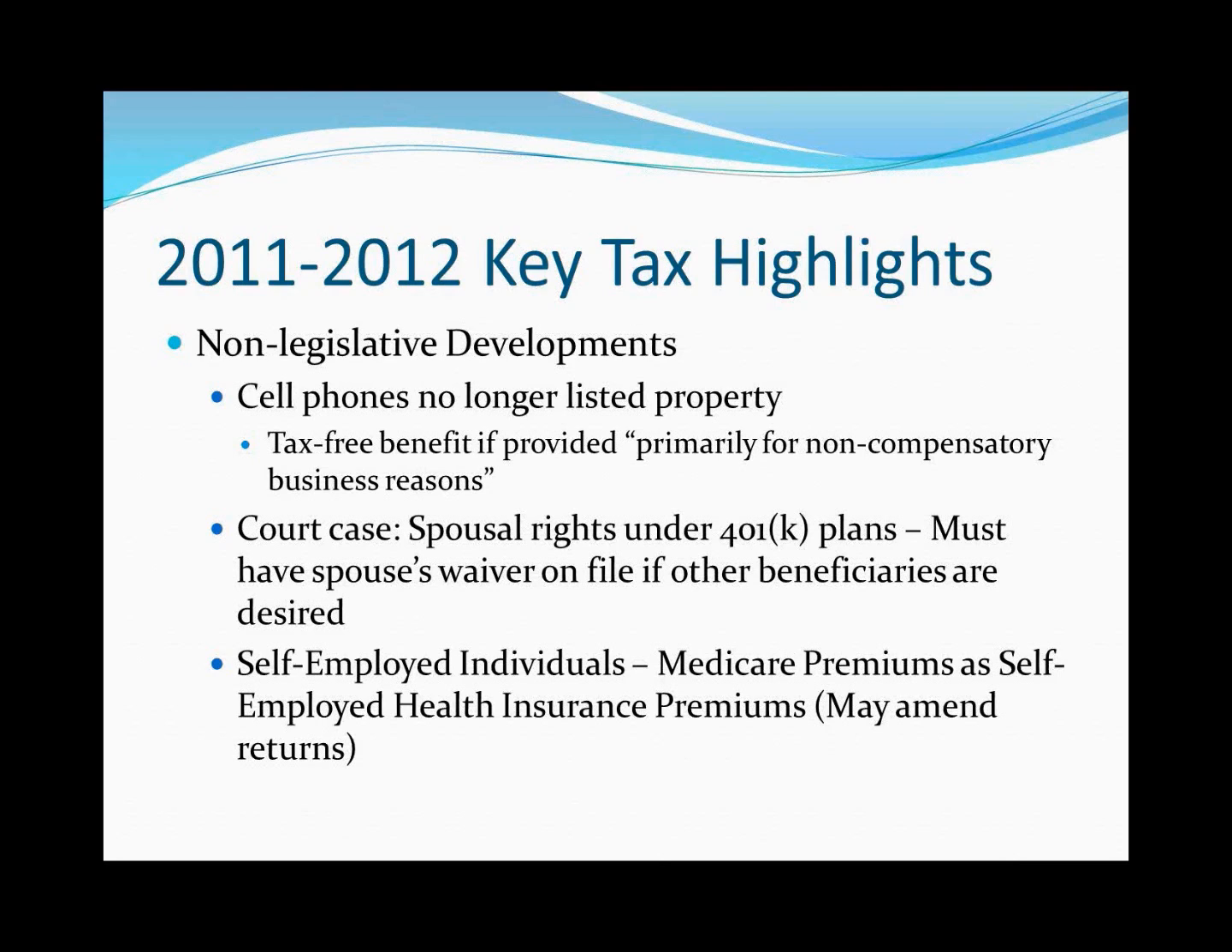Passenger automobiles, cell phones, those types of items. And they decided that cell phones, as long as they're provided to employees primarily for non-compensatory business reasons, if you're just providing them to your employees so that you can reach them at any time, and they're going to use those cell phones primarily for business, then they're no longer listed property. So you don't have to meet the requirement that the cell phone have more than 50% business use in order for you to take depreciation or be able to take expenses associated with those cell phones. So that's a nice little lightening of that requirement.